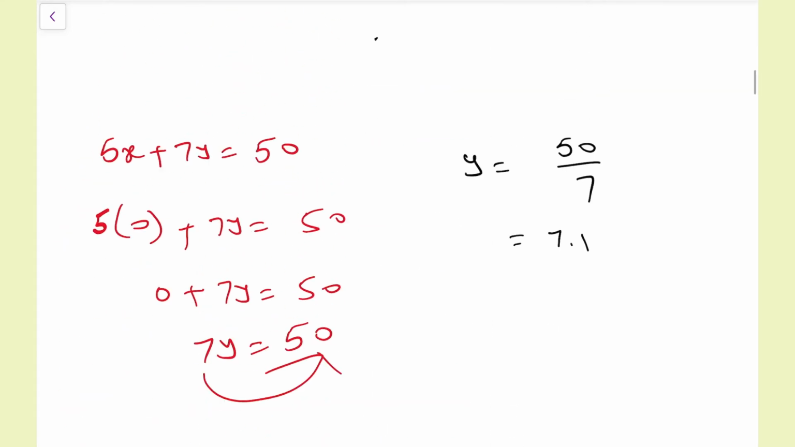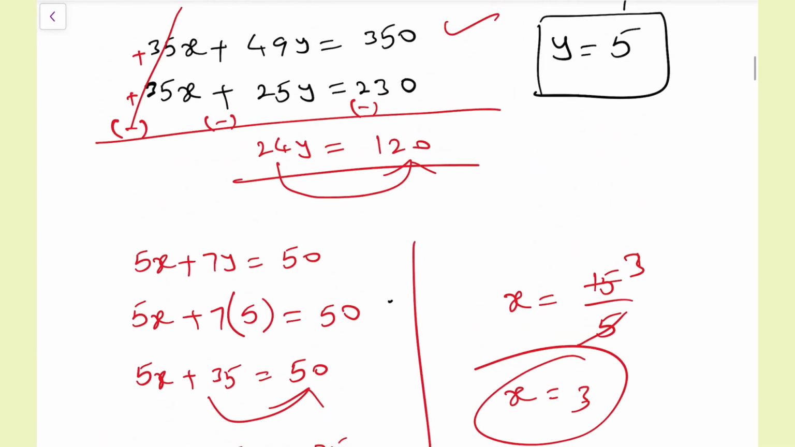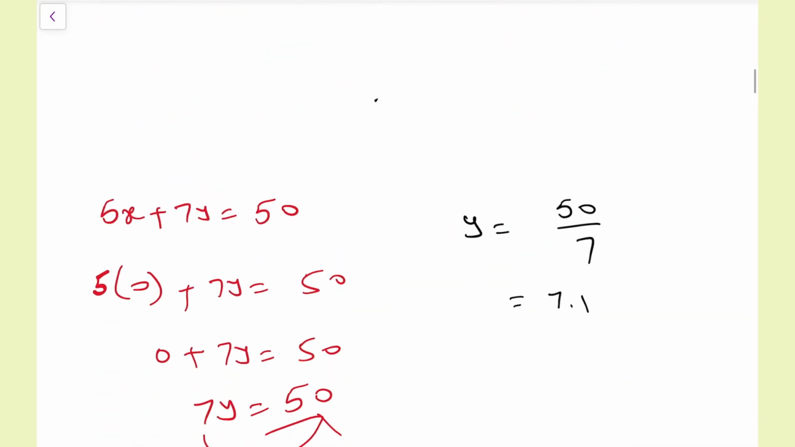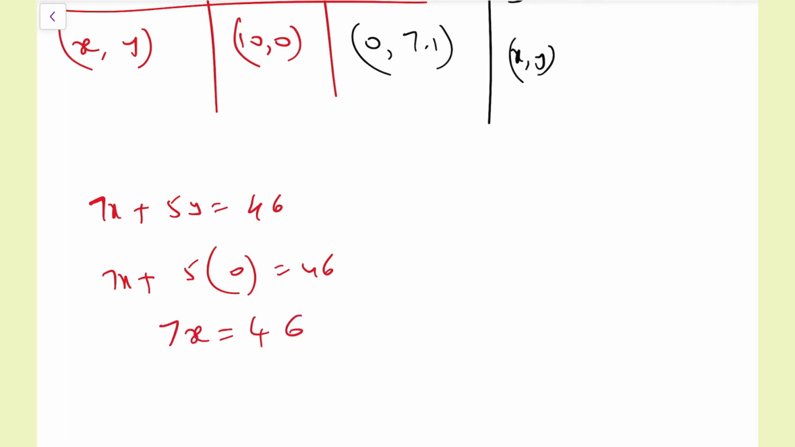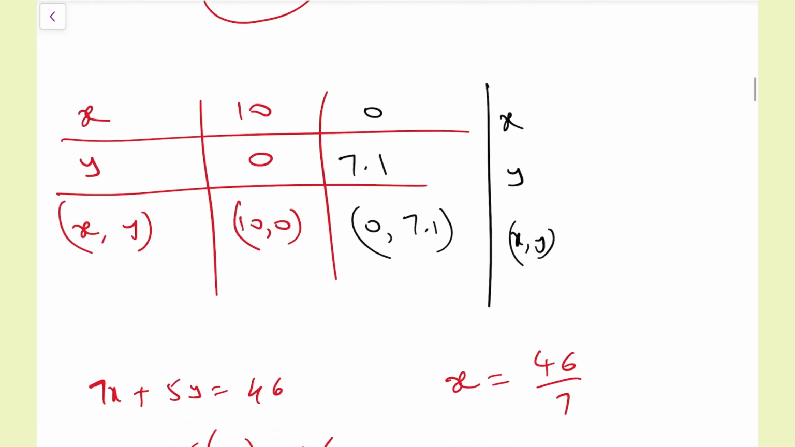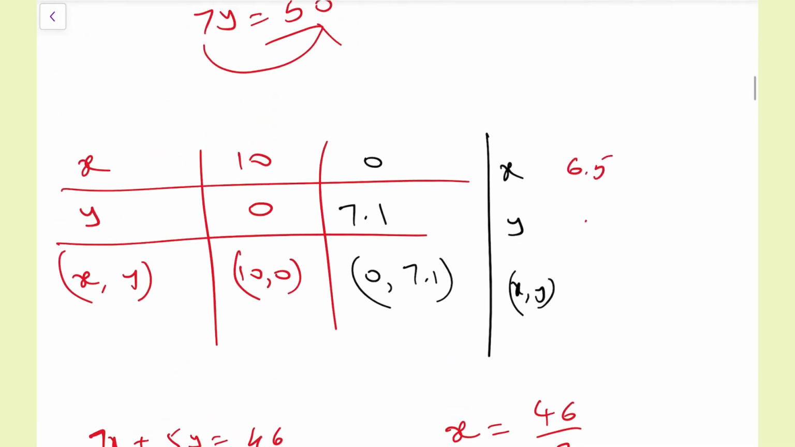Let us take the second equation. The second equation is 7x plus 5y equals 46. 7x plus 5 in the place of y, 0, equals 46. So we remain with 7x equals 46. Take 7 to the right side, so x equals 46 divided by 7, since if we take it to the other side it becomes division. Then the x value will be 6.5. So x value 6.5, y is 0. So the point is 6.5 comma 0.